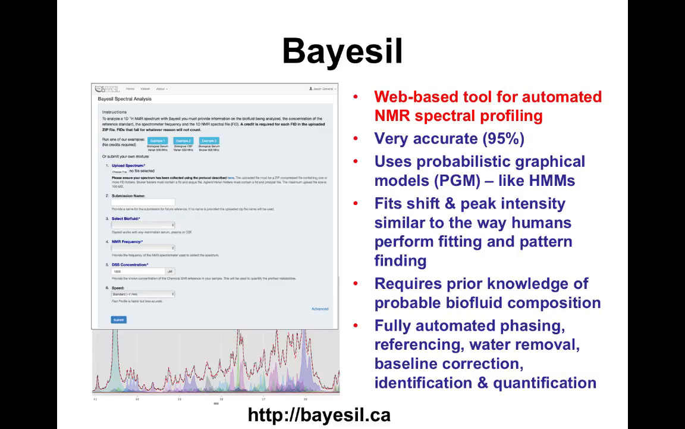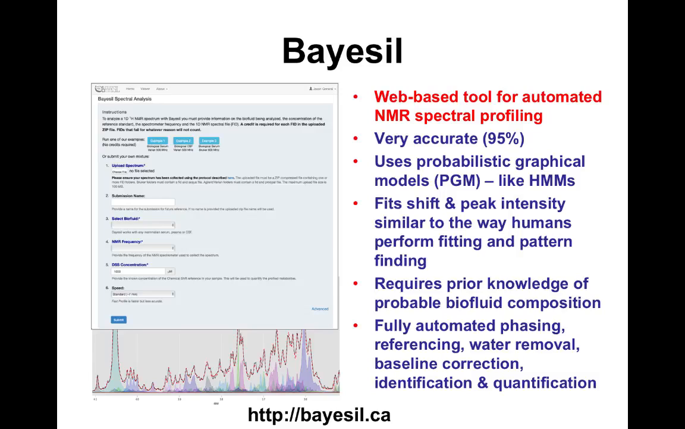If you use speech recognition for Google Home or Alexa or Siri, those use hidden Markov models to recognize your voice. They recognize complex patterns, and in many respects, NMR or GC and LC-MS spectra look a lot like voice signals. So what it does is it fits and shifts peaks, both their intensity and position, the way that a person would do in a guess and check approach, like with the Chenomx manual fitting.